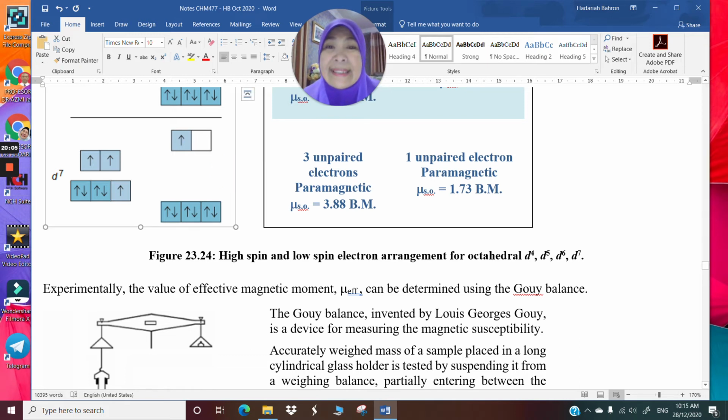And similarly with D9. D9, for example, is copper 2. The ninth electron will be pairing up with this electron at the top here, leaving you with one unpaired electron. Whereas imagine there are already 8, the ninth electron will pair up, leaving you with one unpaired electron. So D1, D2, D3, D8 and D9 will not show any differences between the high spin and low spin situation in terms of magnetism.